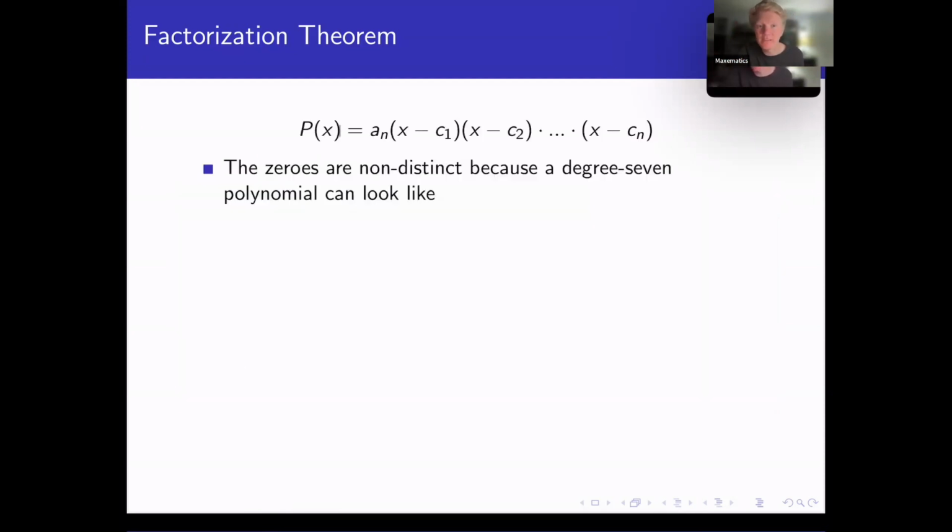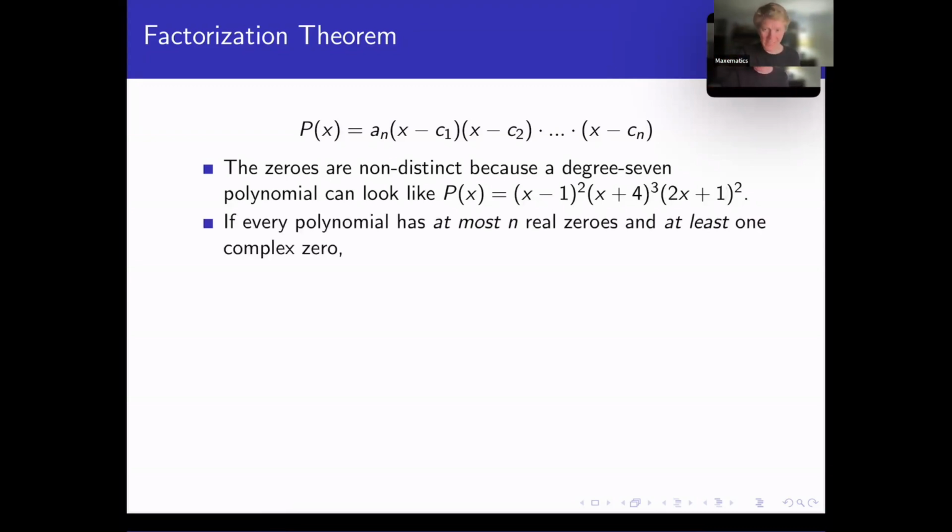So going back to this, we say those zeros are non-distinct because, for example, you can have a degree 7 polynomial that looks like this. And we actually described this in 3.2, where we had the possibility of only 3 zeros for a degree 4 polynomial, but the multiplicities of those 3 add to 4. So that's kind of what's happening here. Point is, those zeros, those factors, don't need to be distinct.